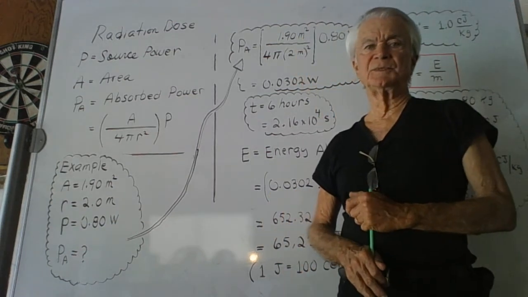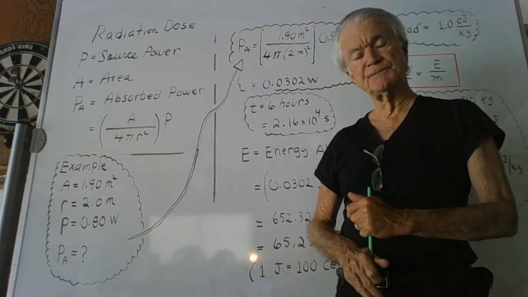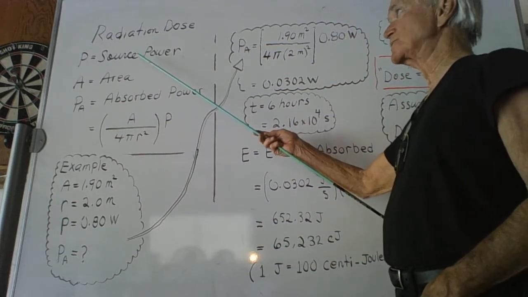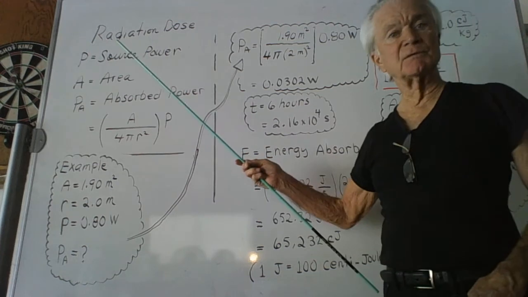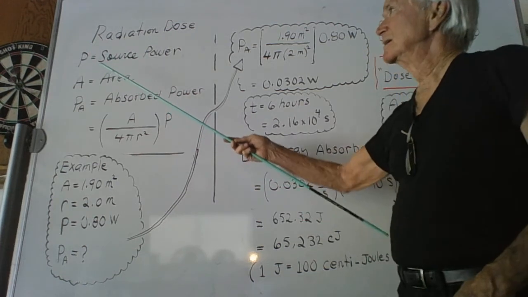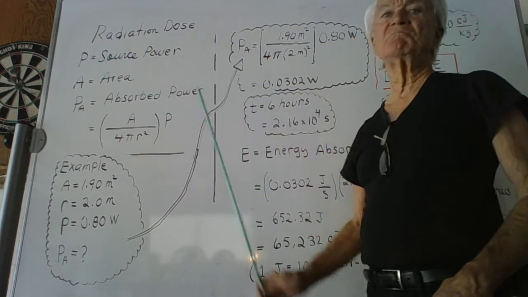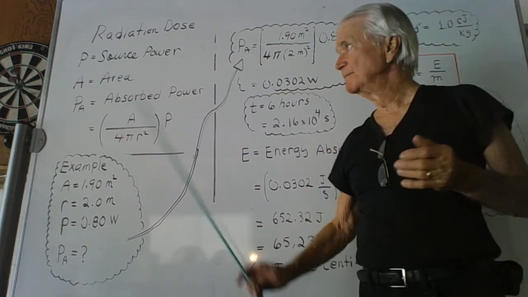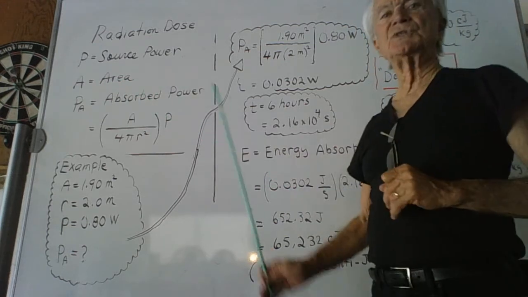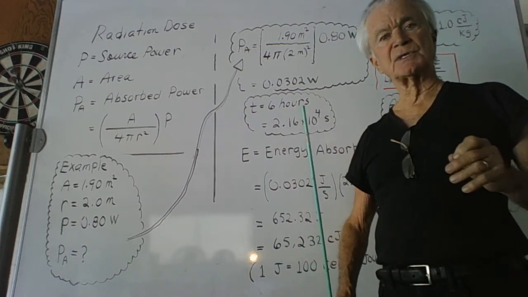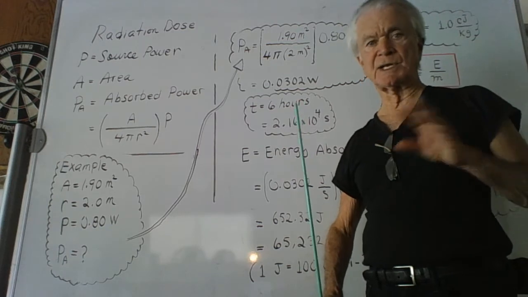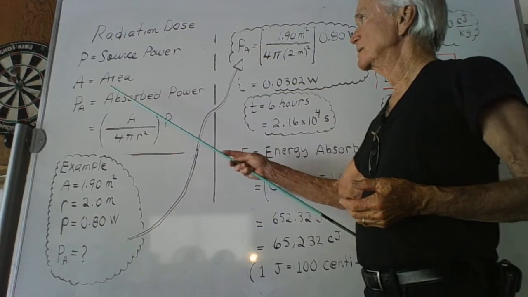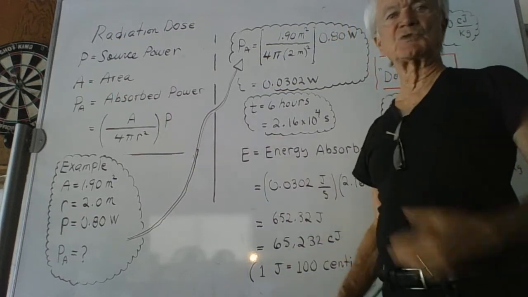This example problem deals with radiation dose. I'll begin by describing a radioactive source, maybe a gamma emitter, that has an output power P, measured in watts, joules per second. A person is near this radiation source, and her effective area over which the radiation can be incident, symbolized A, is measured in square meters.